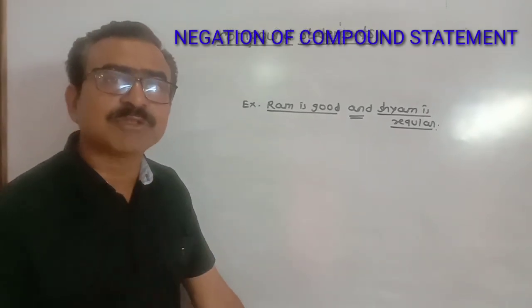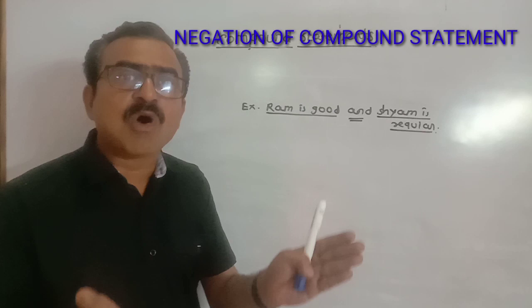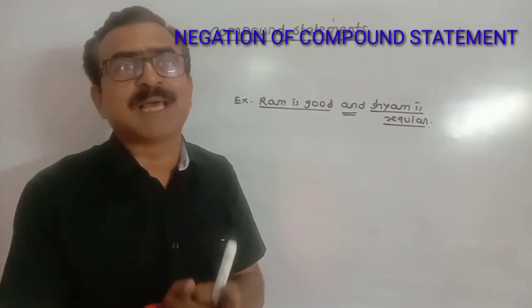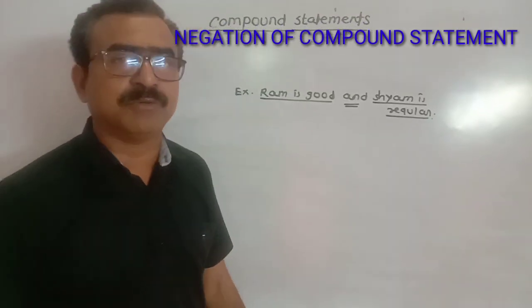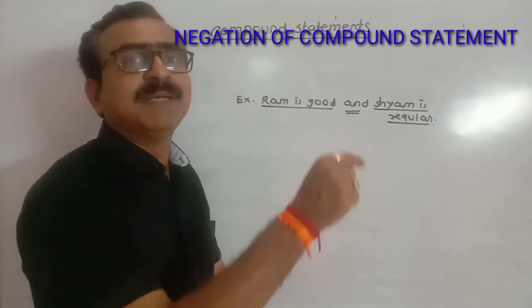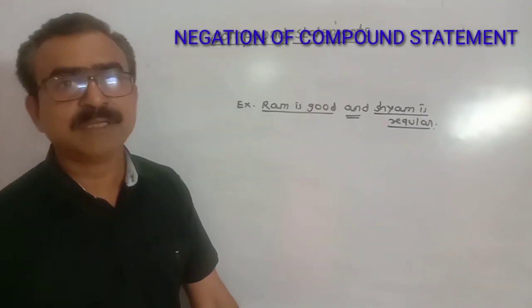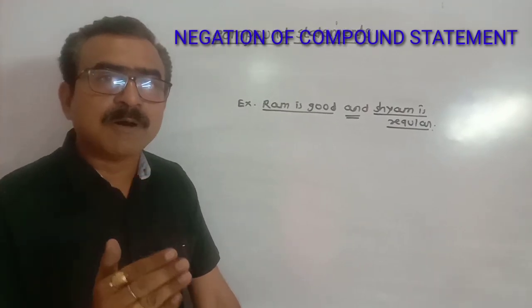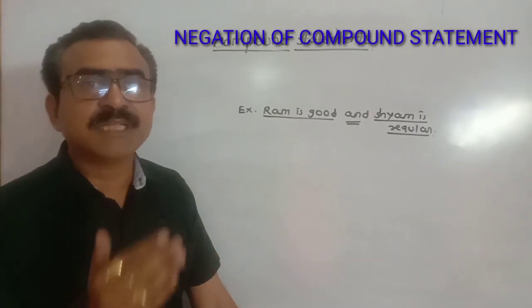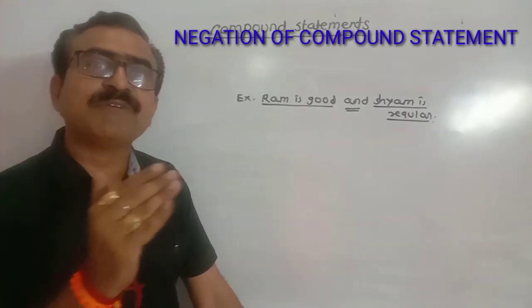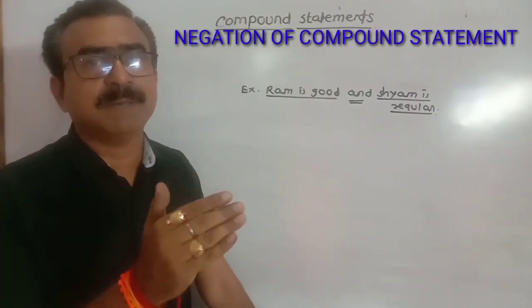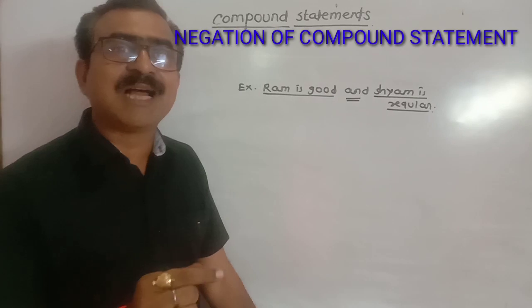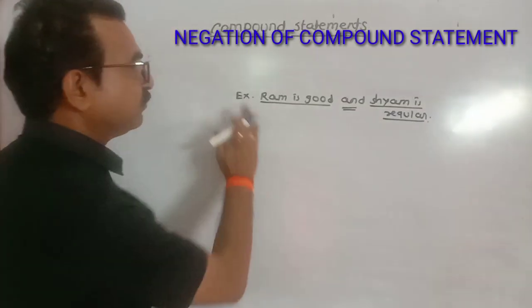Or in other words, you can say that when two or more than two simple statements are connected by any one connective, then the resultant statement is called a compound statement. Understood? Now let us learn more about the negation of conjunction, negation of disjunction, negation of implication and negation of double implication. So let us start from the negation of conjunction.